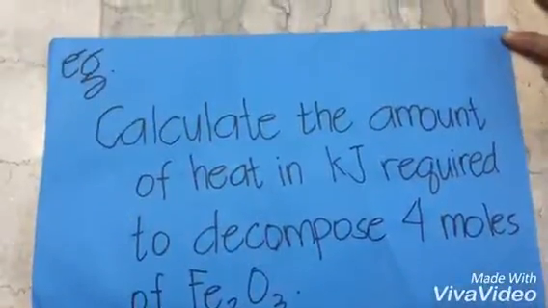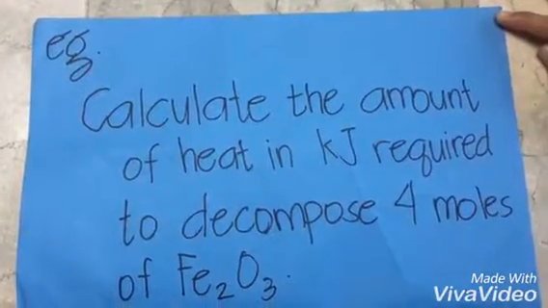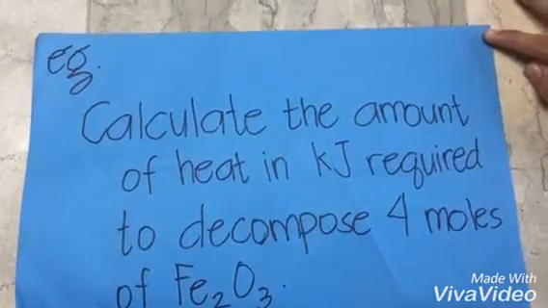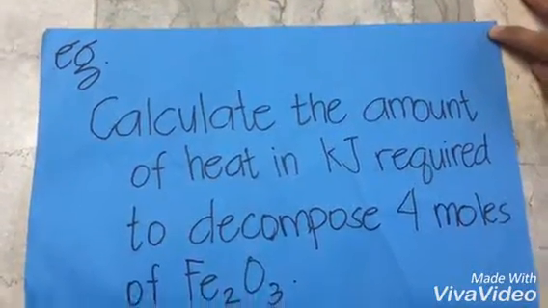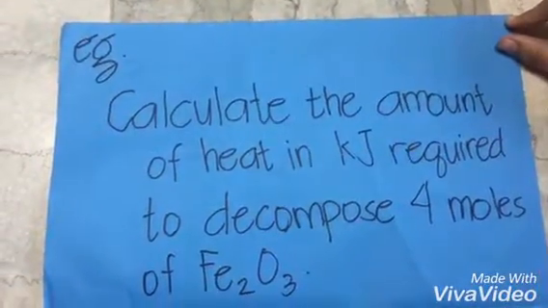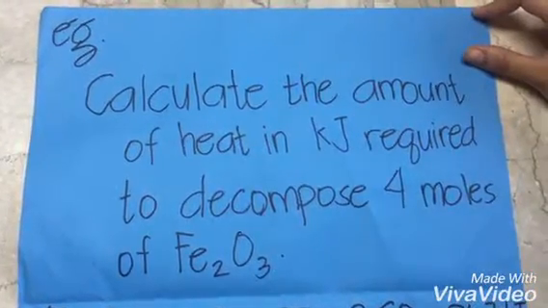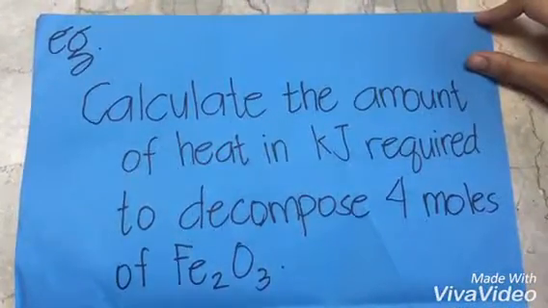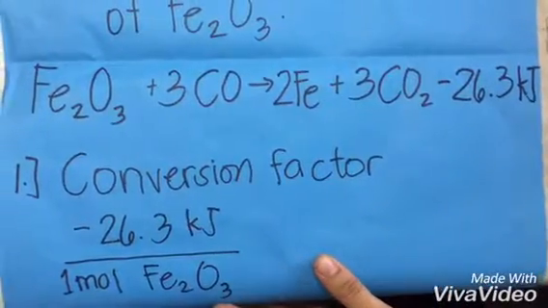Enthalpy changes are solved similar to stoichiometry problems. The amount of heat absorbed or released depends on the number of moles of the reactants involved. For example, calculate the amount of heat in kilojoules required to decompose 4 moles of iron oxide. Here is the chemical equation.